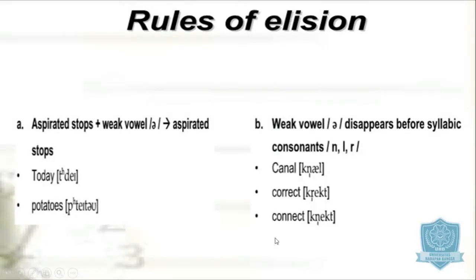So, rules of elision. Aspirated stops plus weak vowel. Yes, it should be aspirated like the day, but it's omitted. Potatoes, potato, canal becomes canal, crack becomes crack. So it's rapid. Connect.